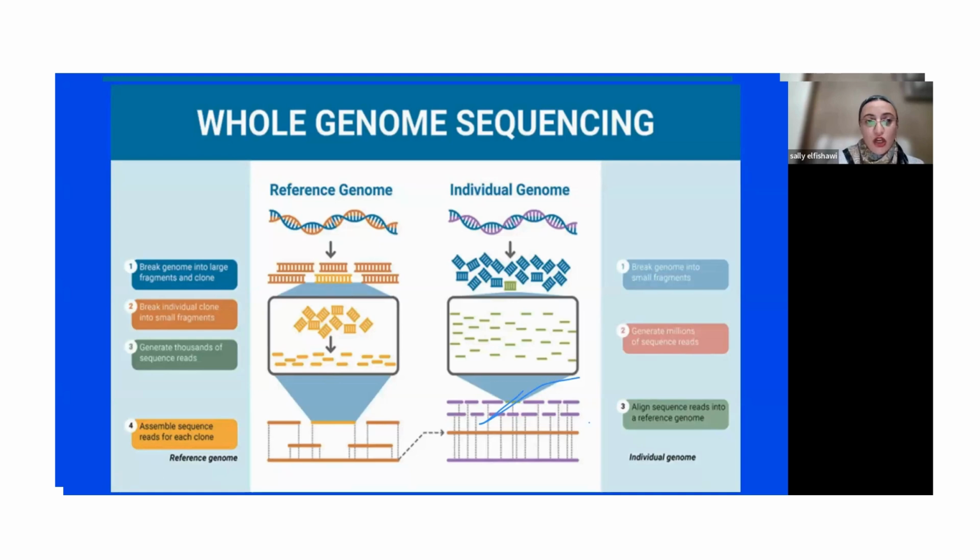So we amplify the whole genome of the sample or the patient. We cut them. We have our library. Then we sequence the whole genome, and we align the genome that we have sequenced to a reference genome to know which variants are there in our sample.